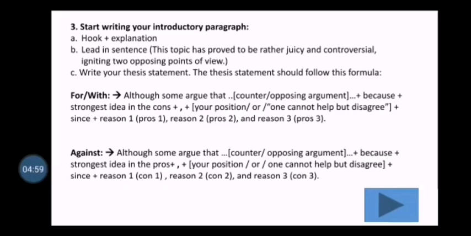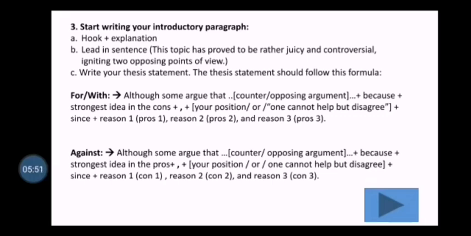Finally, we have the thesis statement, which has a specific format. If you are with or for, you would start with also, although some argue that. Then you write the counter or opposing argument. You then use the word because and the strongest idea in the cons followed by a comma. Then you mention your opposition, or one cannot help but disagree. You use since to mention the two controlling ideas that support your stand, and you mention reason 1 or pros 1 because you are with, reason 2 or pros 2 because you are with, and reason 3 or pros 3 because you are with.